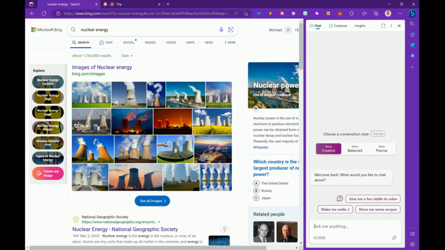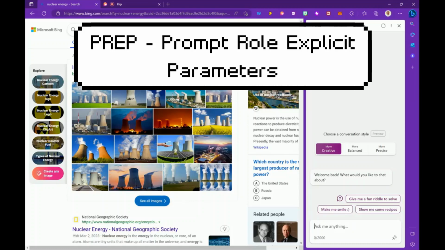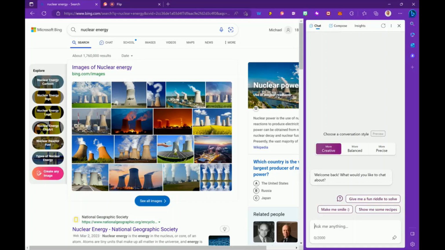we use the PREP model to prep the chat to answer some questions around the pros and cons of nuclear power and nuclear energy. Okay, so the PREP model is basically a prompt which has a role. You give it a role, it's explicit and has parameters. Okay, so the role we're going to give it is that you are a person who is pro-nuclear energy.